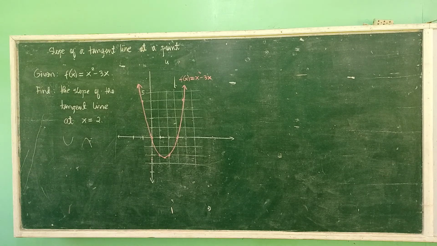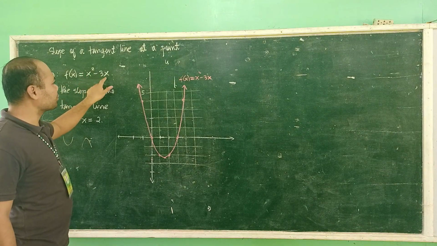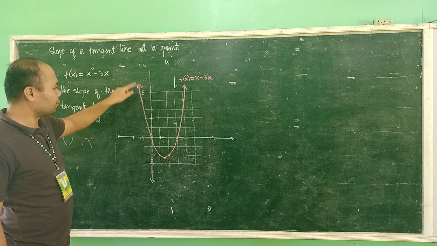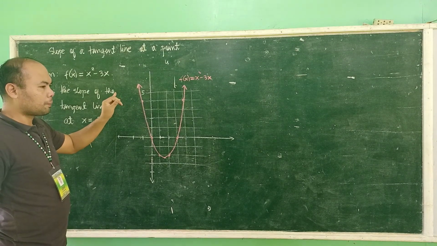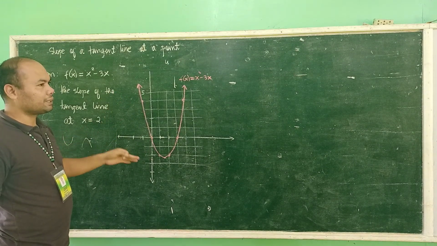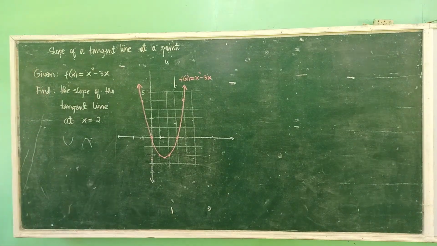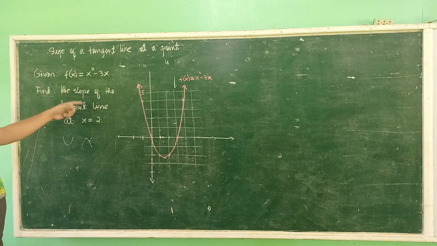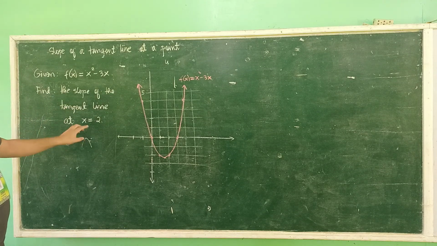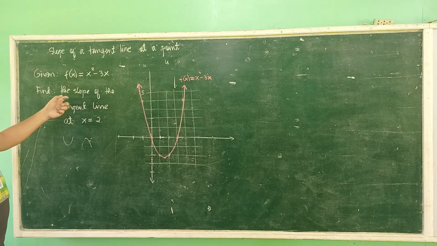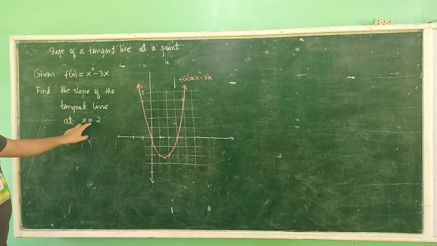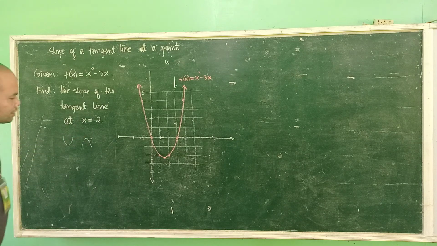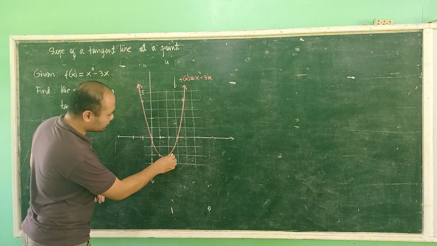Okay, earlier we graphed this function f of x equals x squared minus 3x. So this is the graph. We graphed this using the roots of the function, the vertex of the function, and we used it to make a table of values for f. Now, we will be solving for the slope of the tangent line at x equals 2. But before we solve the slope, we need to see first how this tangent line looks at x equals 2. So, let's try to make a tangent line.